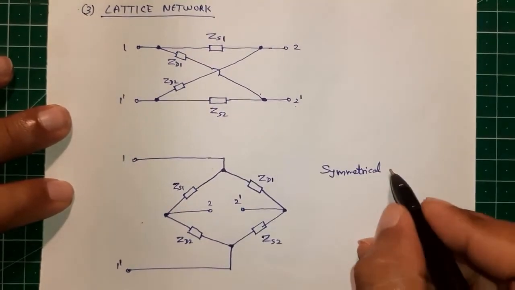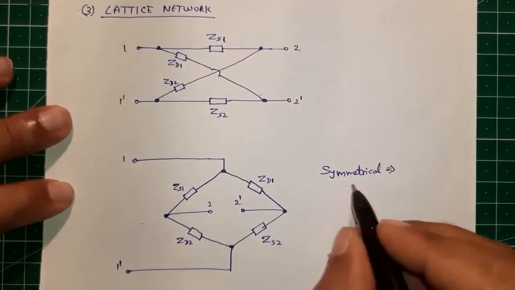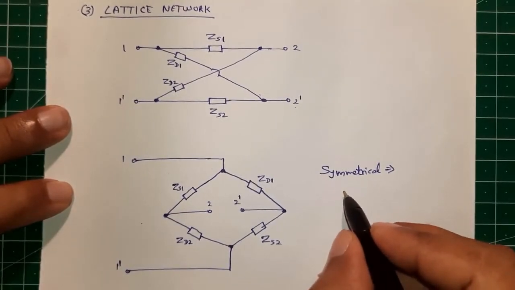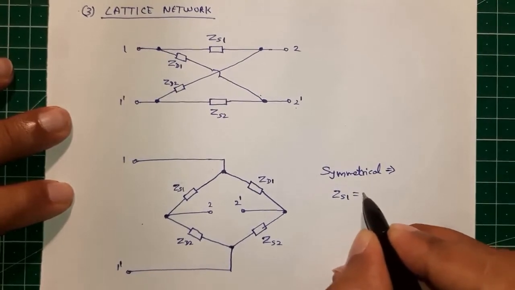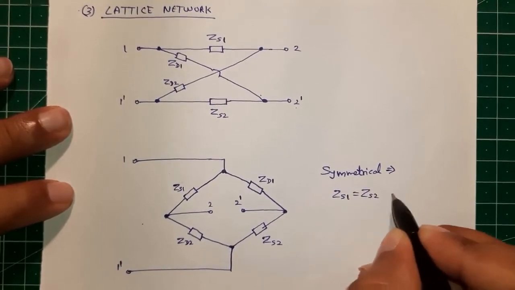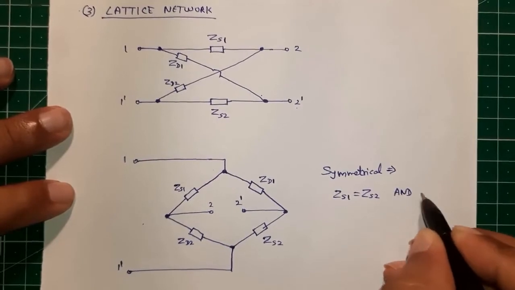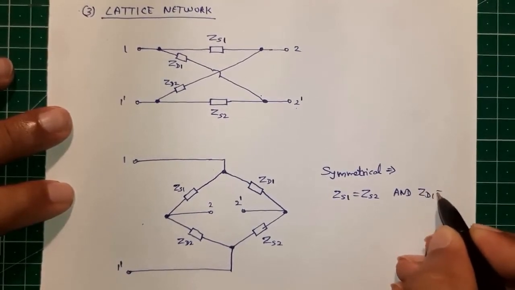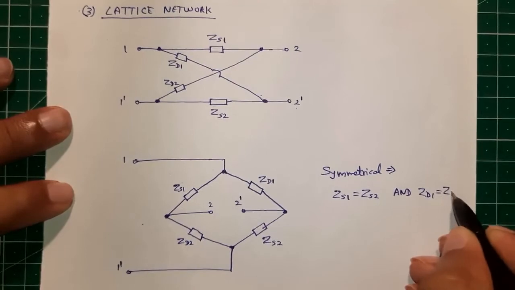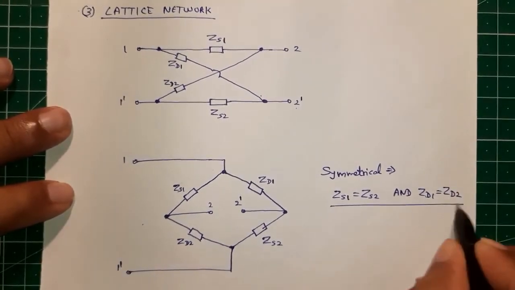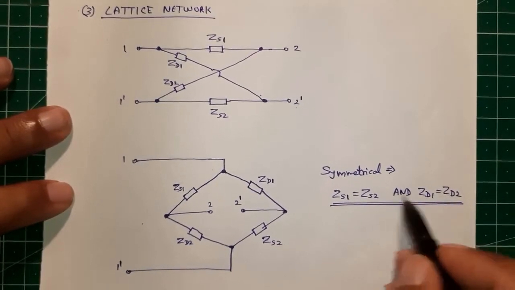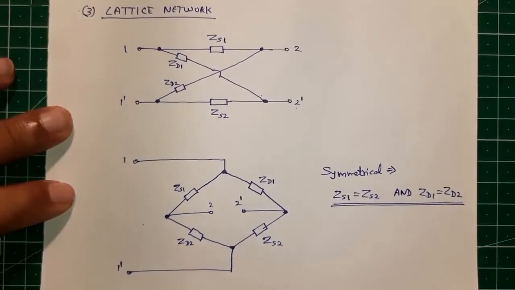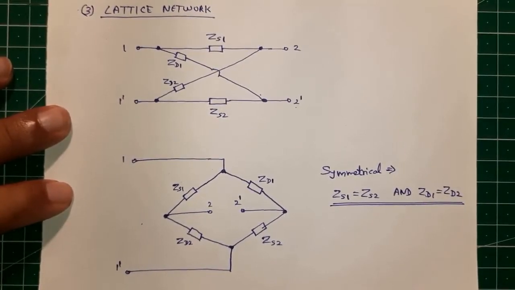So the condition for this network to become symmetrical is only one: ZS1 is equal to ZS2 and ZD1 is equal to ZD2. Both should be true; only then will it become symmetrical. If either of these is not equal, then the network will not be symmetrical. It will become an asymmetrical lattice network.